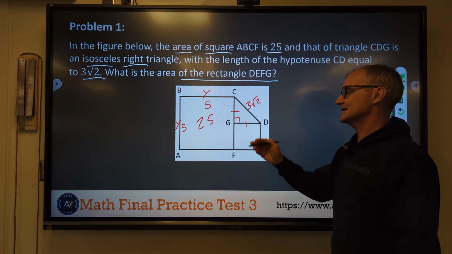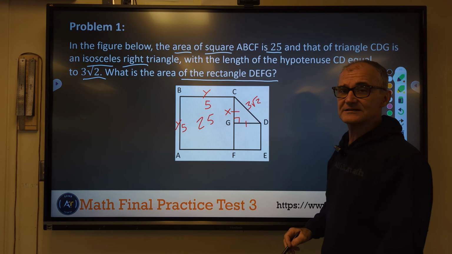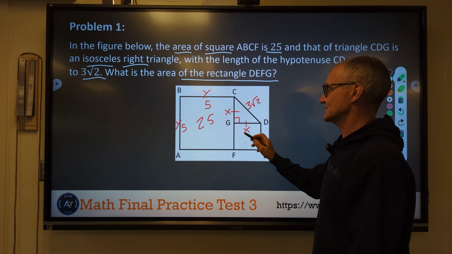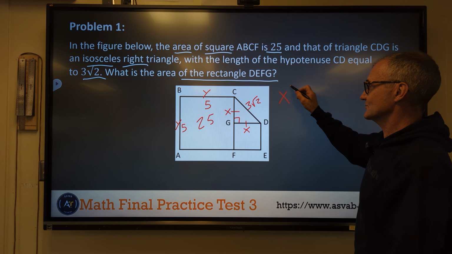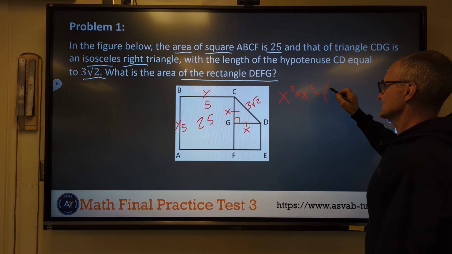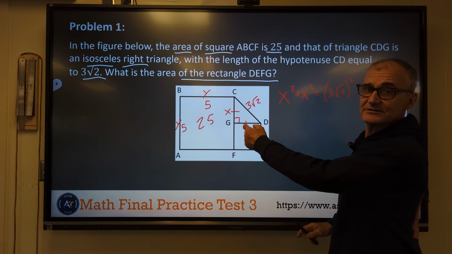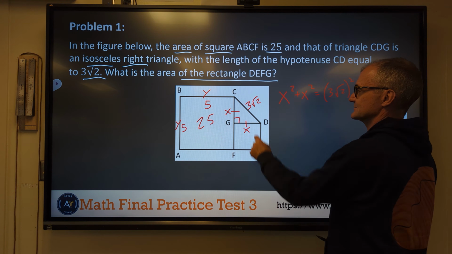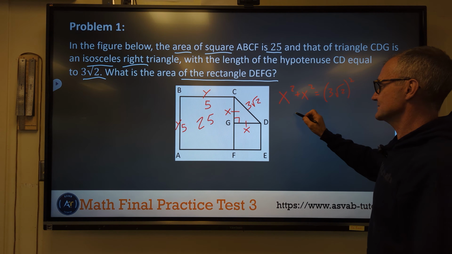But if I didn't know that, I could use the Pythagorean theorem. I don't know what this leg is, so I'm going to call it x. I don't know what this leg is, so I'm going to call it x. They have to be the same. So I have x squared plus x squared is equal to hypotenuse squared. That's the Pythagorean theorem. A squared plus b squared equals c squared. 1x squared plus 1x squared is 2x squared.